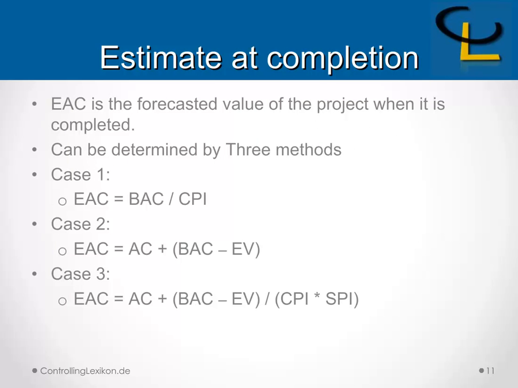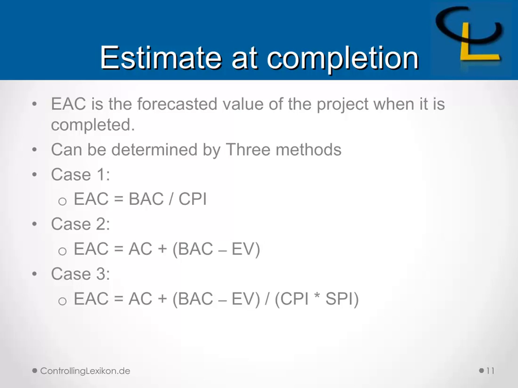Estimate at completion is the forecasted value of the project when it's completed, and it can be determined by 3 methods. Case number 1 is calculated in this way. Estimate at completion equals budget at completion divided by CPI, which is the Cost Performance Index. It shows you the future performance will be the same as the past performance that you have done.